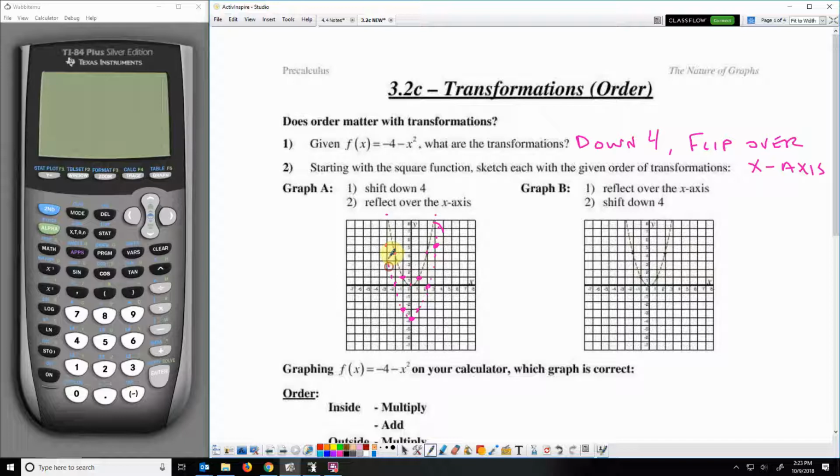So it would look like that after shifting down 4 units. Then we are going to reflect it over the x-axis. So every point gets flipped over the x-axis, so this one that's 4 below will become 4 above. And then these that are 3 below will become 3 above. These that are on the axis will stay. And these that are now 5 above the axis will become 5 below. So the final graph is going to look like that.